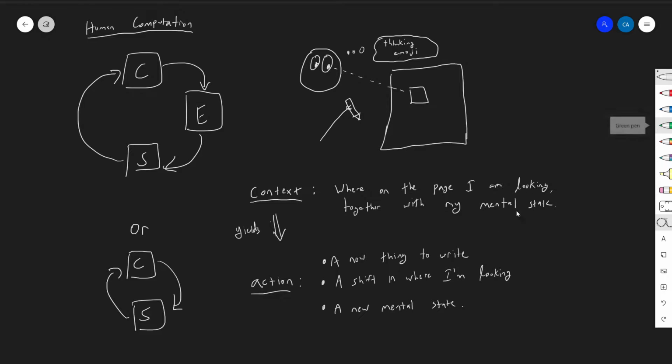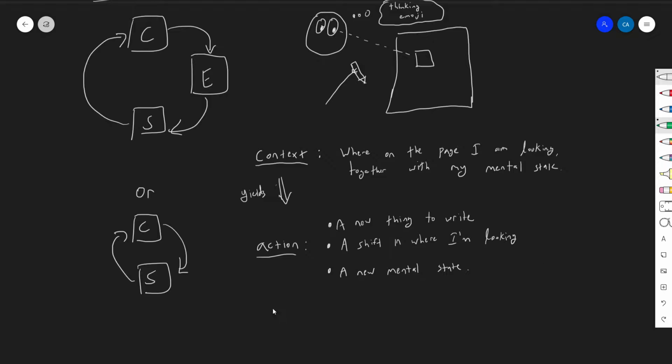So maybe let me draw a picture. Given the context, I'm right here. Maybe I'll write something in, like sigma. Maybe I'll shift my focus over here. And then I'll go into a new thought. I'll shift into a new mental state, right? Those three things together, just like the thing I'm looking at and the mental state produce the context, these three things to do constitute what I'm calling an action here. So a context yields via the algorithm an action.